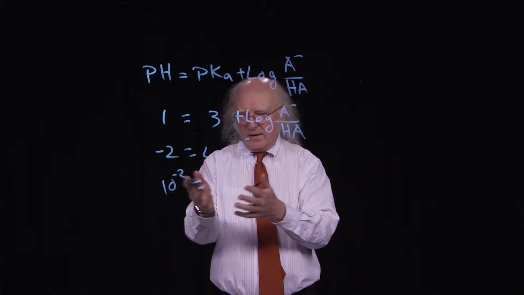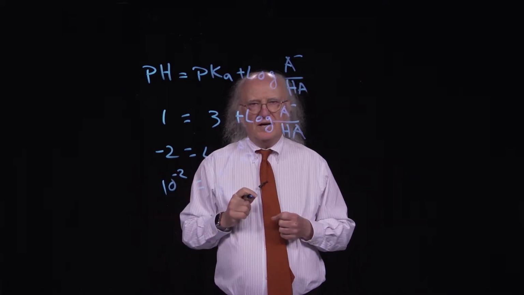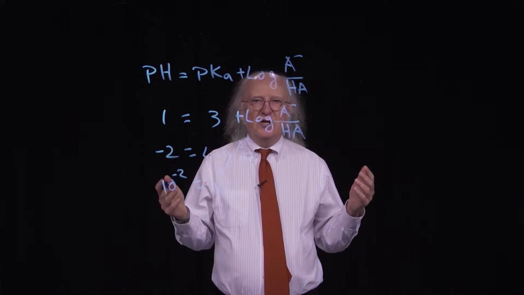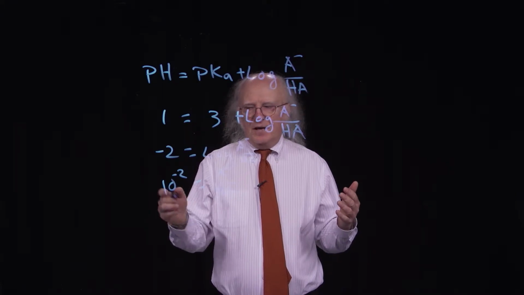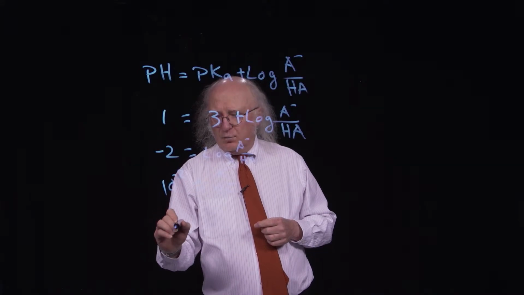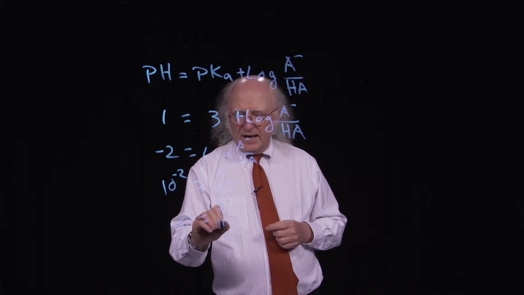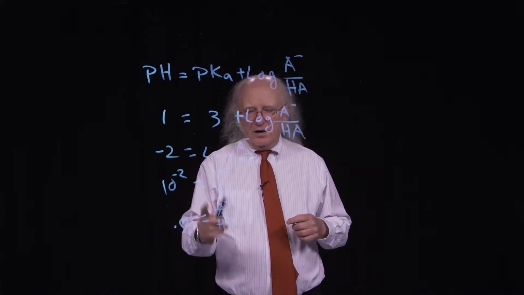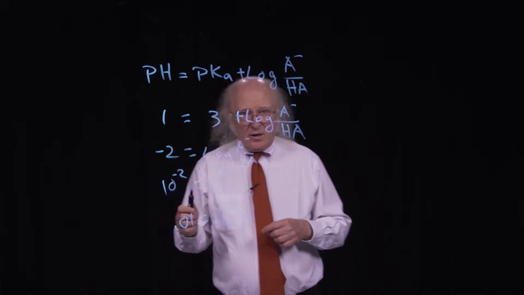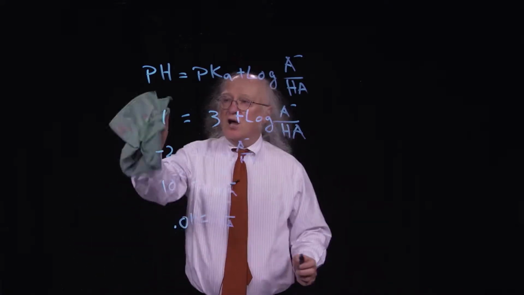Now, you're not going to be required to use a calculator to solve problems like this, but I'm just showing you and stepping through here so that you can see how these ratios change as the pH changes relative to the pKa. If I plug this into a calculator, what I see is that 0.01 equals A minus all over HA, meaning that I have 100 times as much HA as I do A minus.